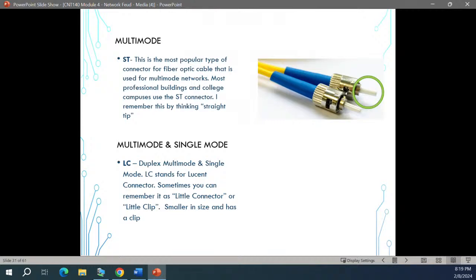And then I think I have a duplex. Yeah, so I have a duplex here with a little clip, a patch cable. This is a duplex because it's got two, right? But it's got the clip. So LC, little clip, can be used for multi-mode or single mode. Okay, multi-mode or single mode. And then we've got some for single mode. Oh, there's our duplex little clip. There's another simplex little clip.